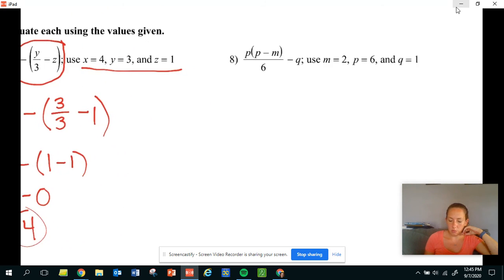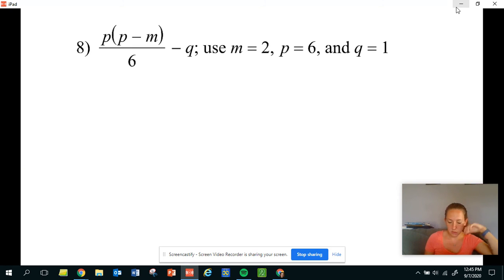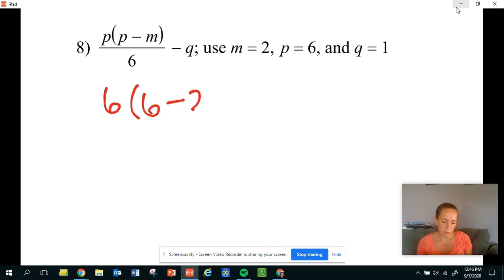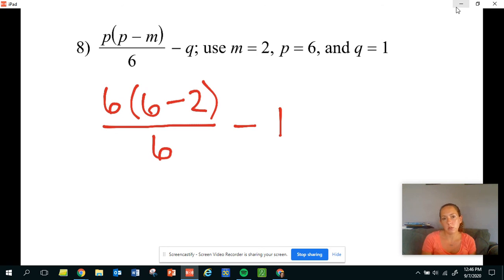Okay, and I got one more. For this, same thing, I'm just rewriting it, but without the letters. I'm going to replace them with their numbers. So instead of P, I'm going to write 6. Then in parentheses, instead of this P, I'll put another 6, because I'm going to put 6 wherever there's a P. And then minus, and instead of M, I'm going to put 2. That whole thing goes over 6, and then I've just got a minus Q, and Q is 1.